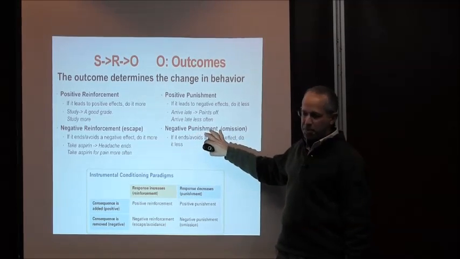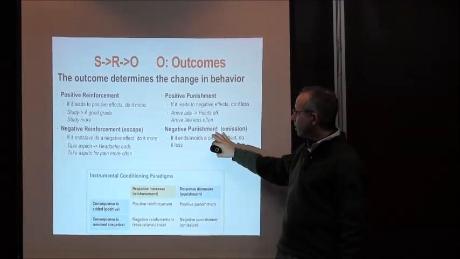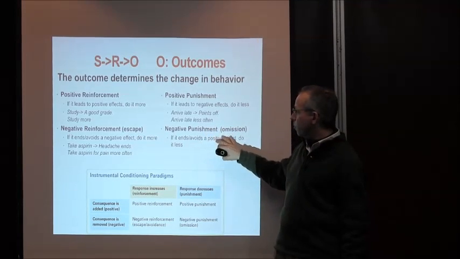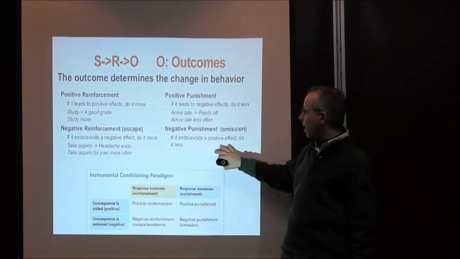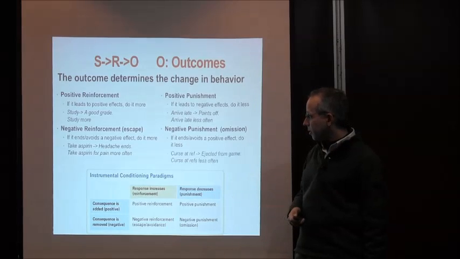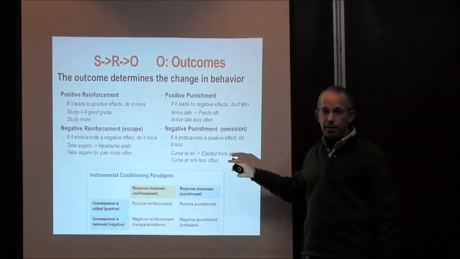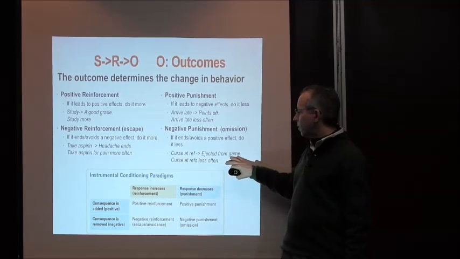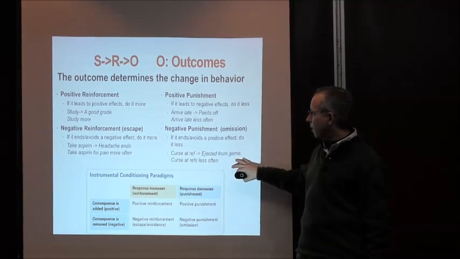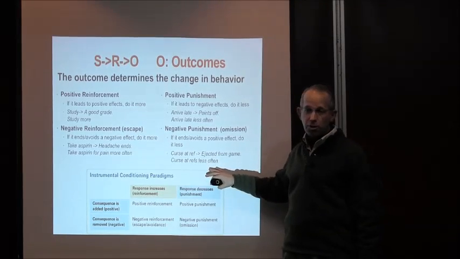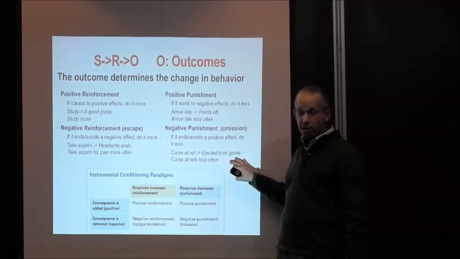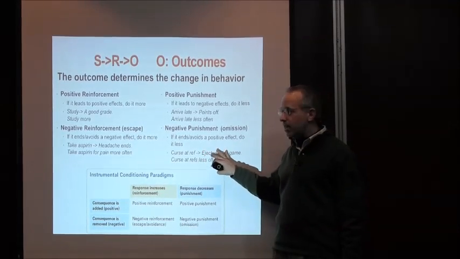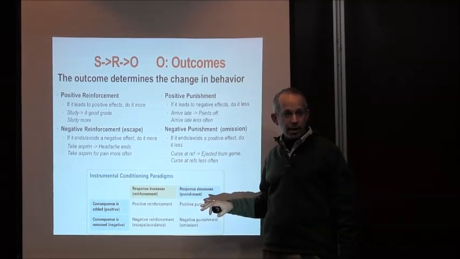Negative punishment. Punishment always means something that reduces the likelihood of a behavior, something that's sort of bad for you. But negative means you subtract it. So if it ends or avoids a positive effect, you do it less. An example is during a soccer game, if you curse at the ref, you'll get ejected from the game. So you curse at the ref less often. You've been punished, but you've been punished by taking something that's good, being in the game, and removing it.